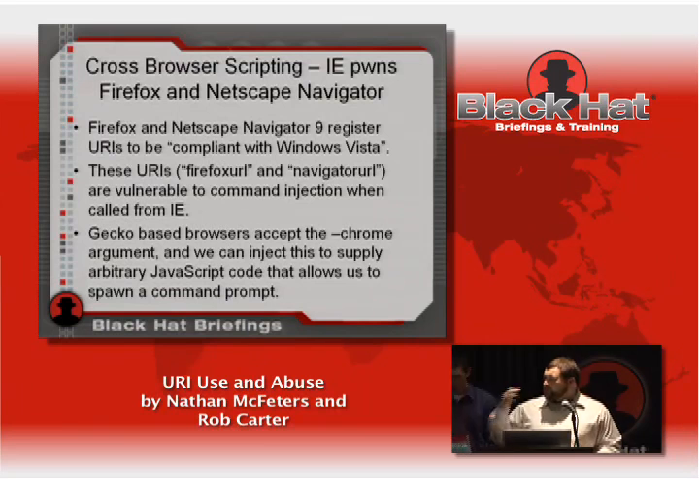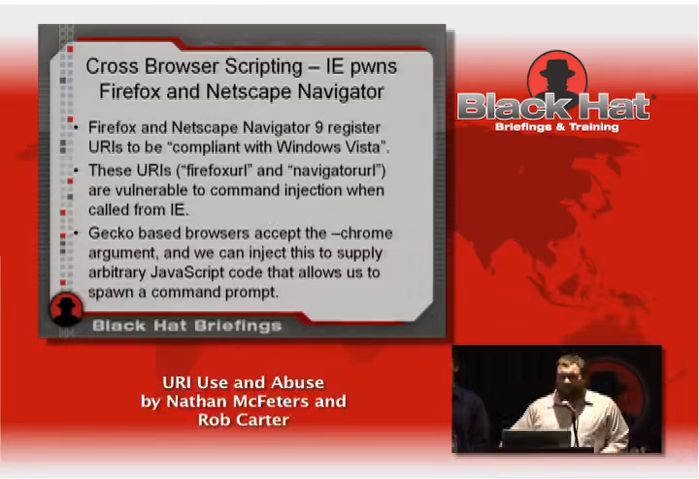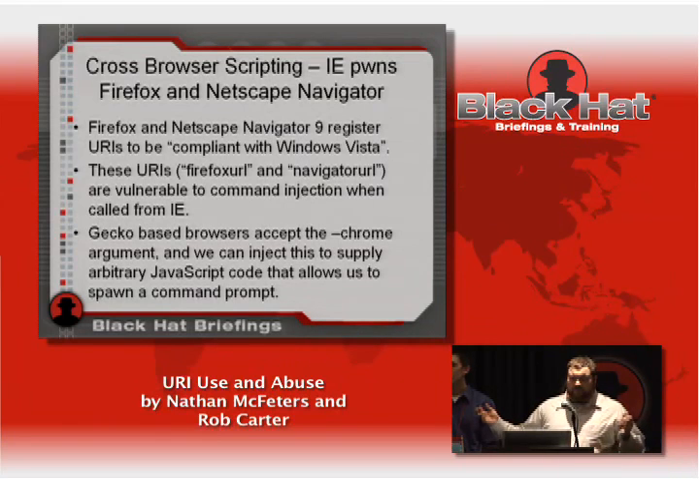This particular issue, we're calling it cross-browser scripting. I think Rios and I just started making names up. It was fun: cross-browser scripting, cross-app scripting. It sounds cool, so we'll go with that. The basic issue here: Firefox and Netscape Navigator 9 registered URIs to be compliant with Windows Vista, is what we were told. I have no idea what compliant with Windows Vista means, nor do I still understand why these are necessary, yet they're there.